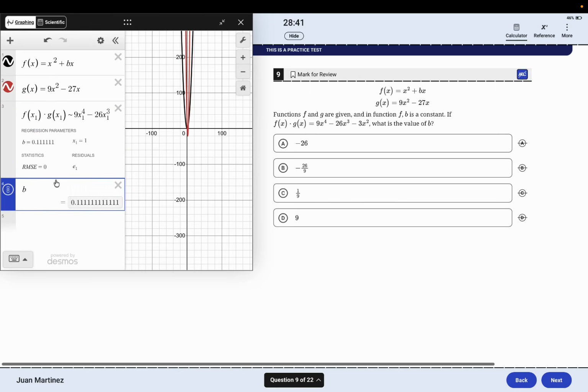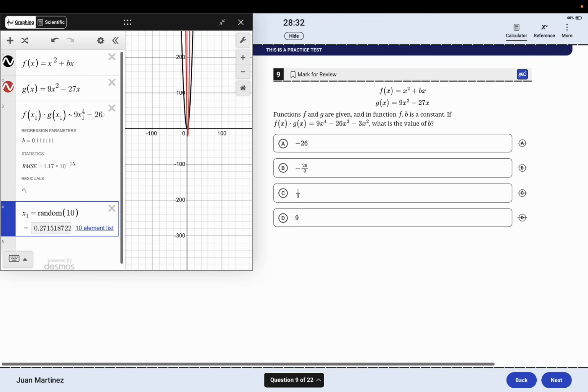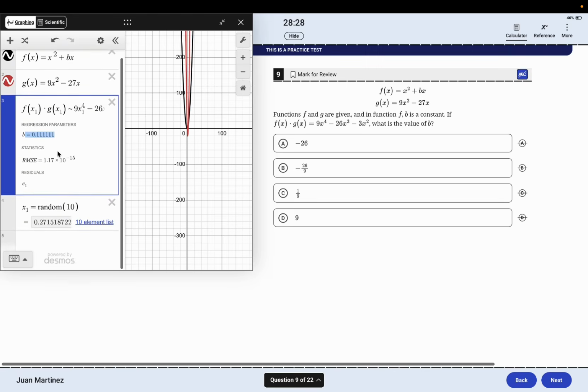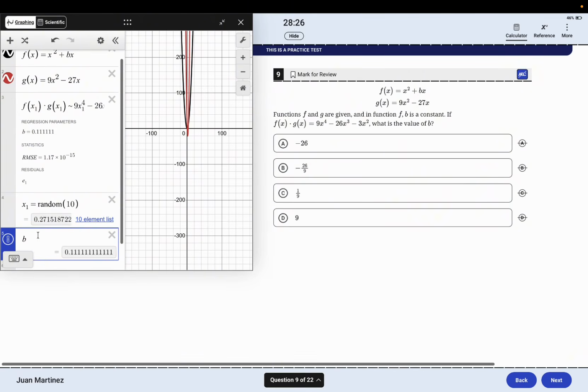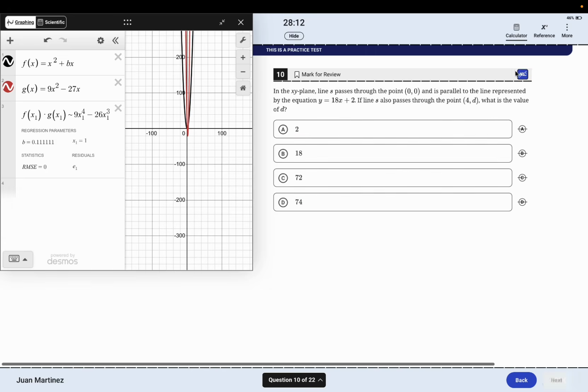And our B is this value, 1/9. You don't have to do this because it'll find the answer for you regardless, but it's going to be B. We're asked what is the value of B. It's 1/9. Technically, you should always do this, but it was the same regardless. So, yeah. 1/9.